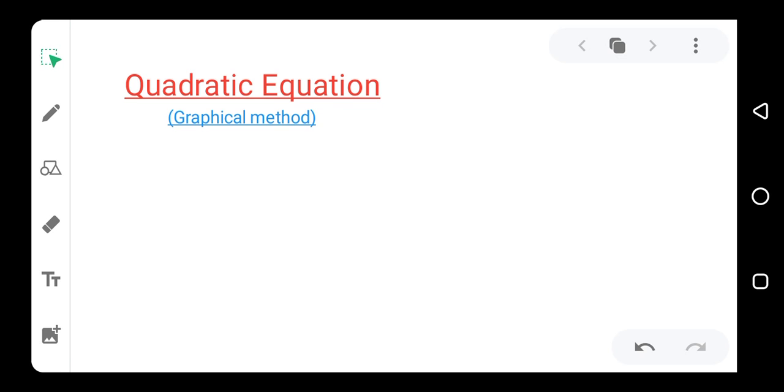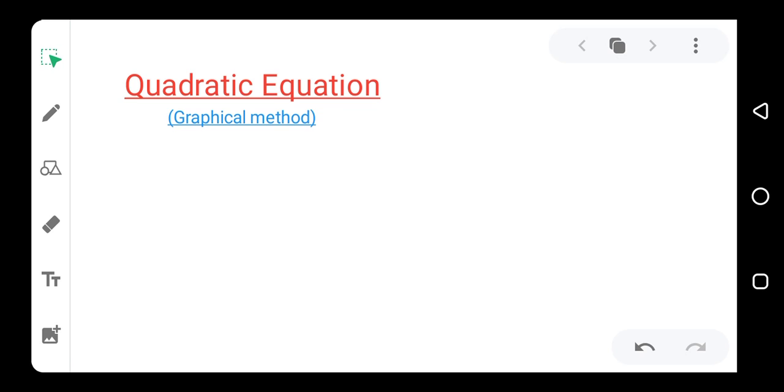What we want to do today is how to draw the tables of quadratic equation. Before you can solve a quadratic equation using the graphical method, there is always a table of values that you must get, and then you plot the axis before you can now find the root from the graph you've drawn. So let's first of all learn how to draw the table.